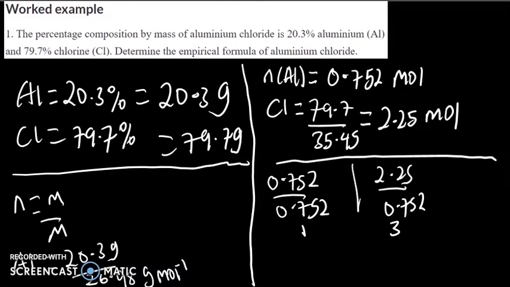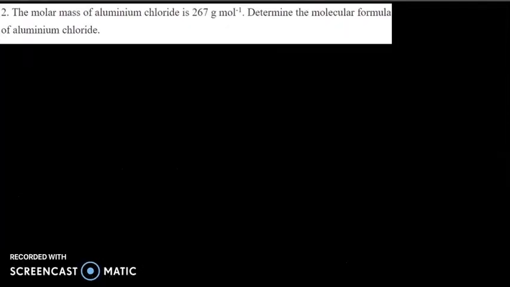Since we found our simplest ratio, the next step is writing the empirical formula. Since aluminum is 1 and chlorine is 3, it will be AlCl3. We're done. This is our empirical formula. The second question is determining the molecular formula from the empirical formula that we found. The molar mass of aluminum chloride is given to us as 267 grams per mole, and the formula we found in the previous slide was AlCl3.